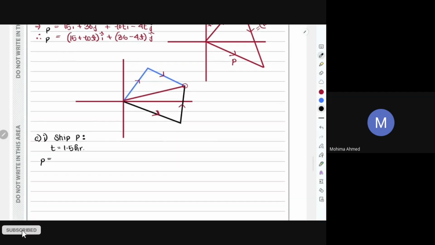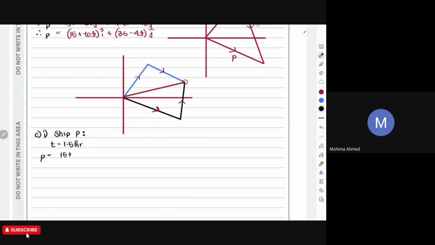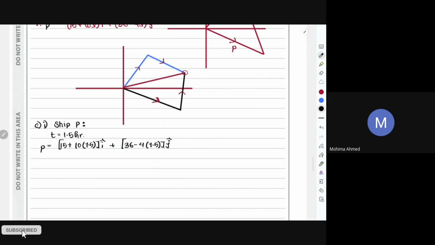Right? Okay, then I have 15 plus 10 times 1.5 i, then again 36 minus 4 times 1.5 j, right? So I can just directly calculate it. 15 plus 10 times 1.5 is actually 30. And 36 minus 4 times 1.5 is 30 again. So 30i plus 30j is the position vector of ship P after 1.5 hours from 12.